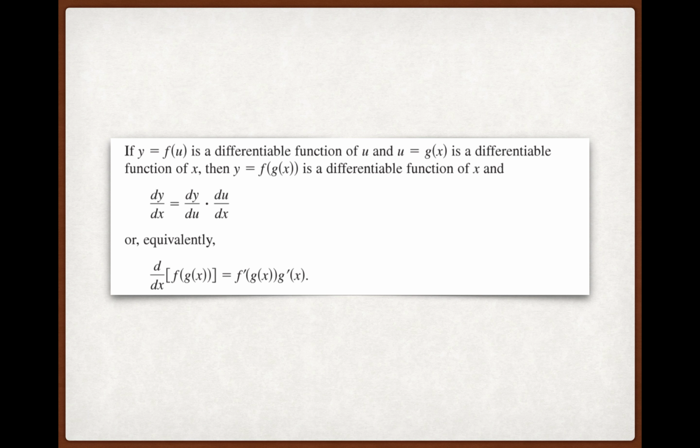If we use Newton's notation, we can see that dy over du equals f prime of u, which is equal to f prime of g of x, and du over dx is g prime of x. So the derivative of f of g of x can also be written as f prime of g of x times g prime of x.